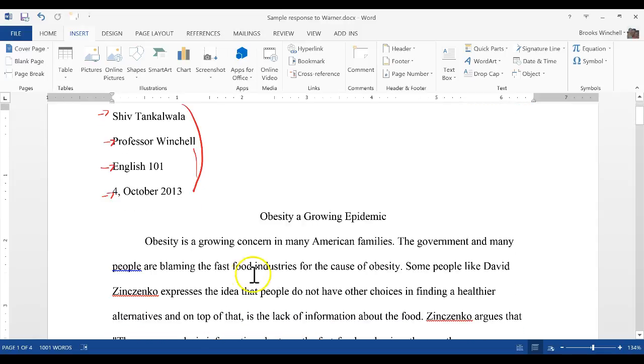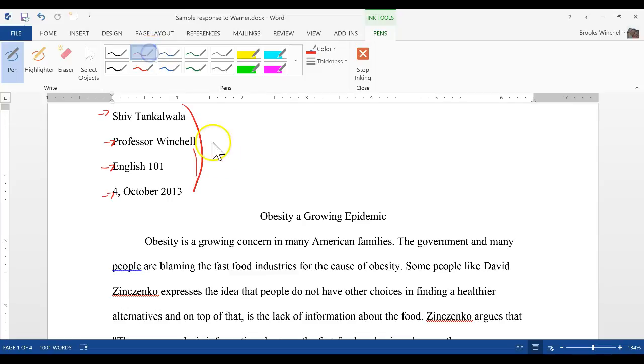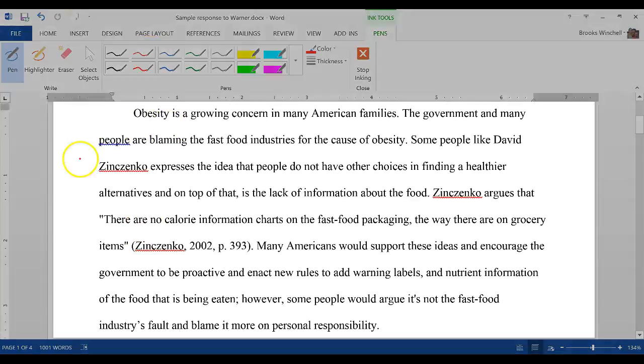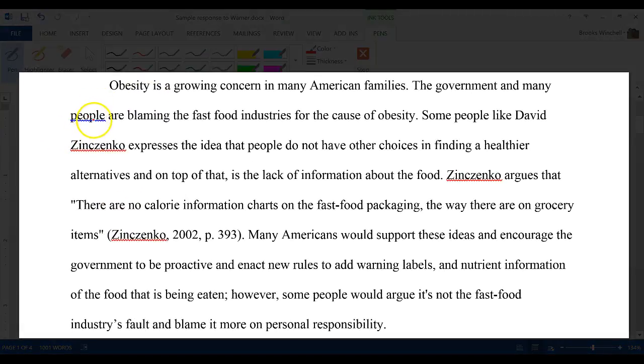The title of his essay is Obesity, a Growing Epidemic, which I think is a pretty good title for the essay. He starts his essay right here. Obesity is a growing concern in many American families. The government and many people are blaming fast food industries for the cause of obesity. Some people, like David Zinchenko, express the idea that people do not have other choices in finding healthier alternatives, and on top of that is the lack of information about the food.